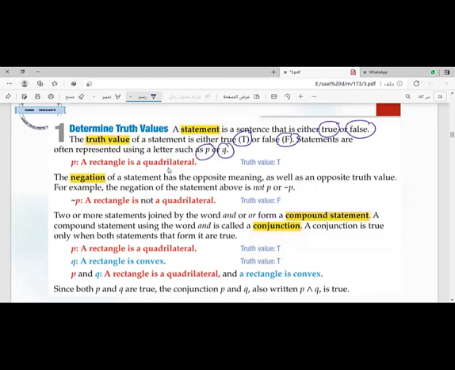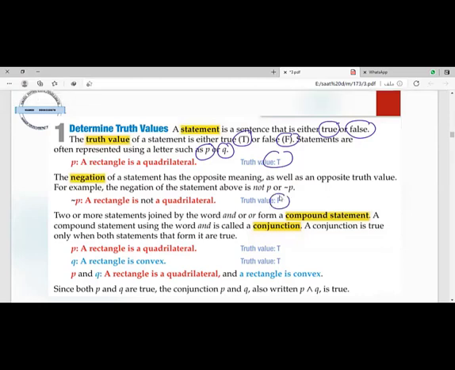For example, a rectangle is a quadrilateral. It's true. A rectangle is not a quadrilateral. It's false. We have compound statements. A compound statement using the word "and" is called a conjunction. A conjunction is true when both statements that form it are true.